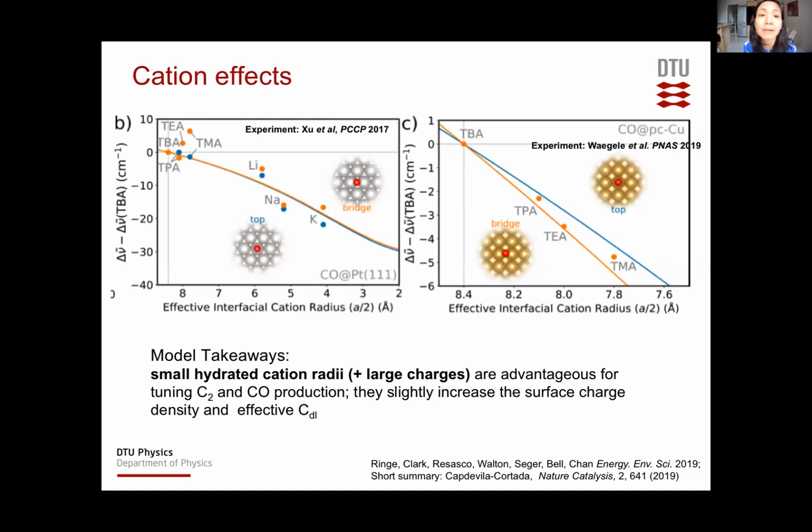We also compared theory and experiment in terms of the vibrational Stark shifts for CO on platinum as well as CO on copper, from Bin Jun Su as well as Matthias Wegel's group. In general, the trends are also in agreement, which gives some credence to our very simple hypothesis. On the basis of this model, the main takeaway is that small cation radii and, in principle, large charges are advantageous for both C2 and CO production because they slightly increase the surface charge density and the effective double layer capacitance.